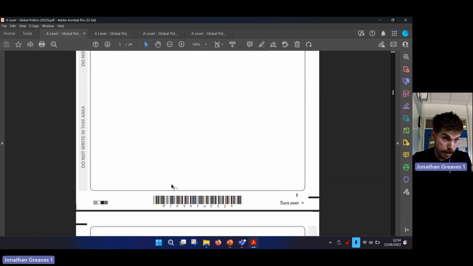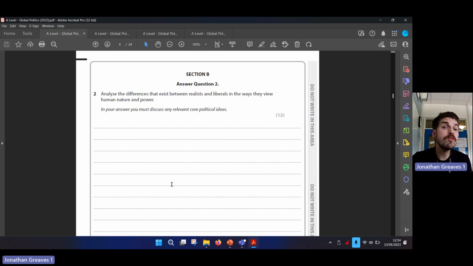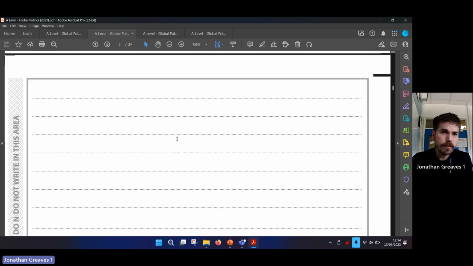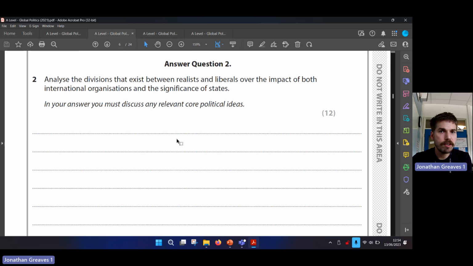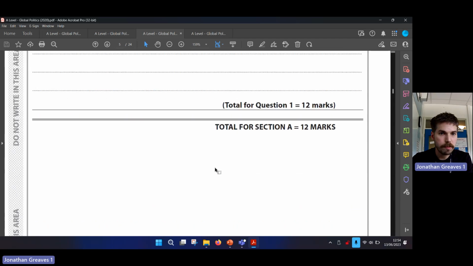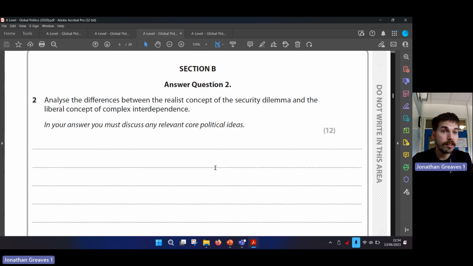So anyway, section B, the only question you don't have a choice, but we do know that it's going to be about realist and liberal perspectives on an issue. So this one from 2022 is about realist and liberal perspectives on human nature and power. This is 2021. The question is about realist and liberal perspectives on the impact of both international organizations and the significance of states. We've got another one here, and this one is about realist and liberal perspectives on the security dilemma and the liberal concept of complex interdependence.